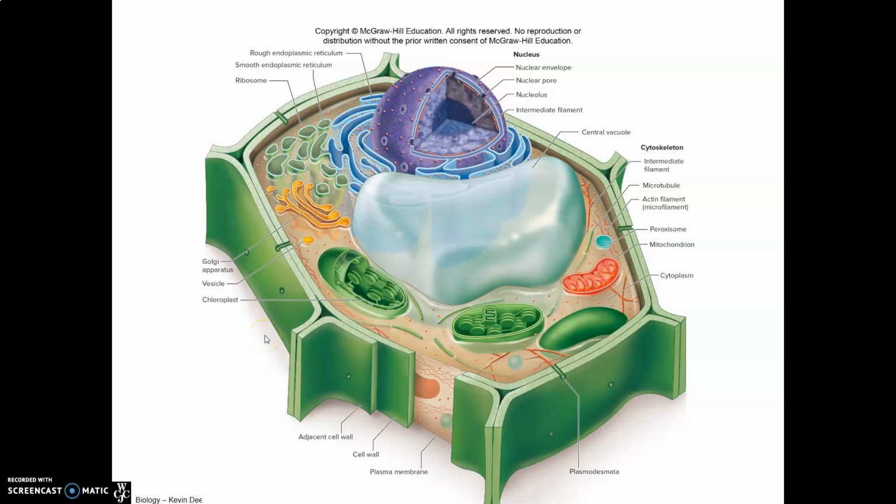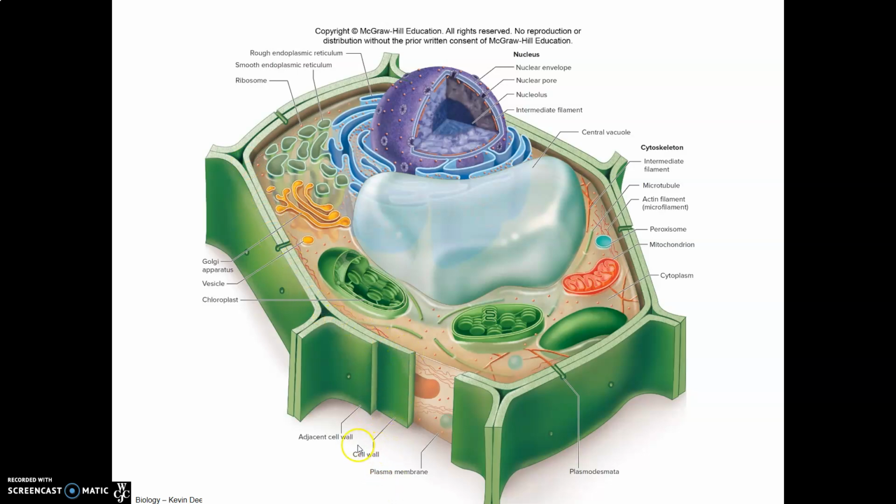In this short video clip, we're going to be taking a look at the basic structure of a typical eukaryotic plant cell. Now, the same basic parts that we found in the animal cell are also found in the plant cell, but the most notable difference will be that the plant cell is surrounded by a cell wall. And so we can see this cell wall here.